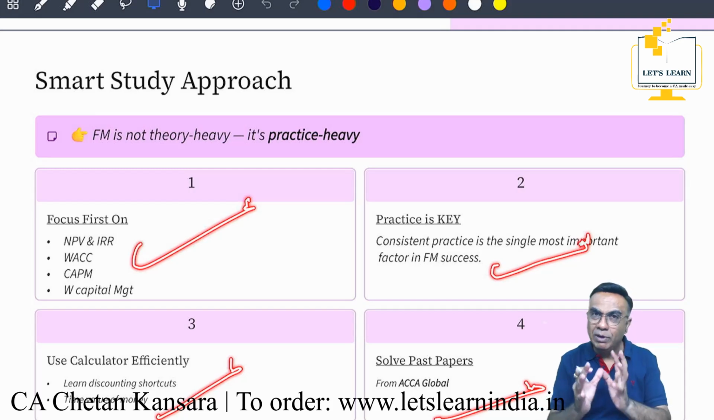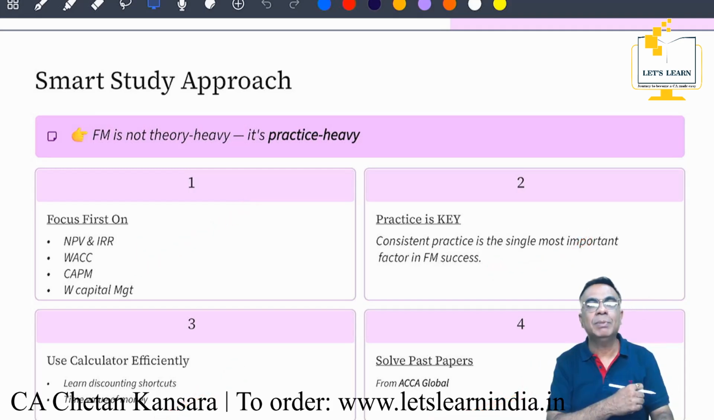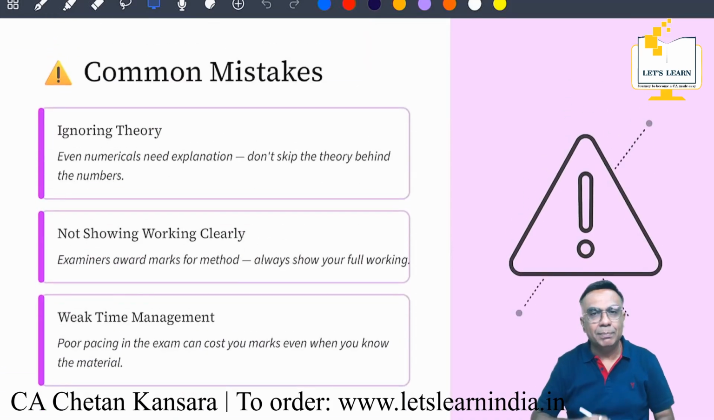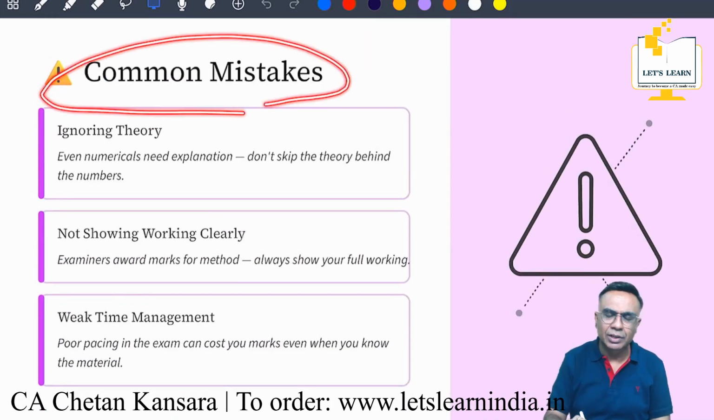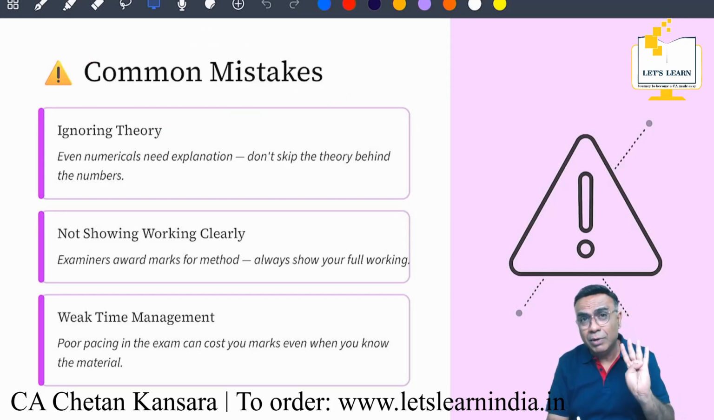Now, what are the common mistakes students make when they study this paper 9, the FM paper? Number 1, you ignore theory. Many students don't like theory. They like practical, but they don't like theory. But tell me, how can you ignore 40 marks? You should concentrate on theory.